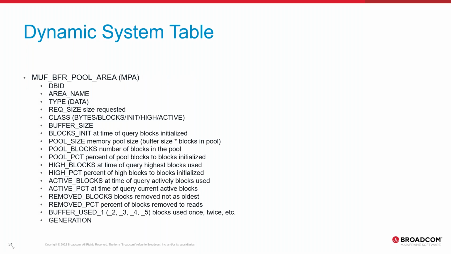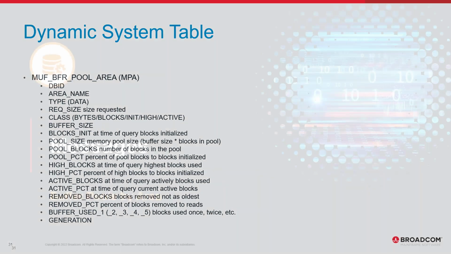So let's continue. We have a dynamic system table, which has basically the same information as a report with one big exception. Here, it's more traditional. It doesn't have that 5%. It has the buffer use 1, buffer use 2, buffer use 3. So those of you that are used to using dynamic system tables with the pools, this will look like that. So I don't know if that's good or bad, but that was the choice. But it is available to you.